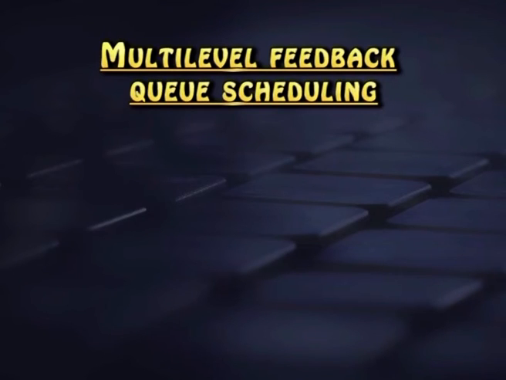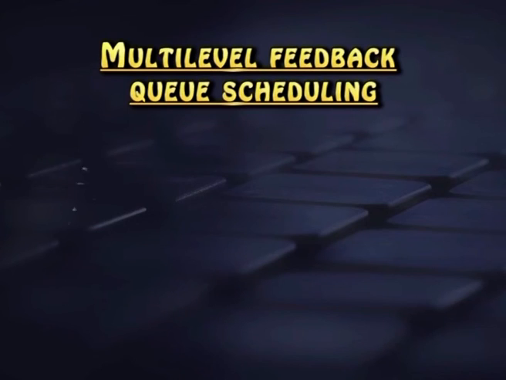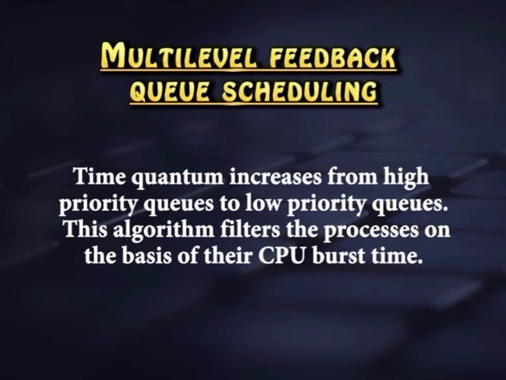In last, we have multi-level feedback queue scheduling algorithm. In multi-level queue scheduling algorithm, processes are permanently assigned to any queue depending upon nature of the process. Processes from one queue cannot move to other queue. In multi-level feedback queue scheduling, ready queue is partitioned in multiple queues and each queue is assigned a priority on the basis of time slice allocated to each queue. Time quantum increases from high priority queues to low priority queues.